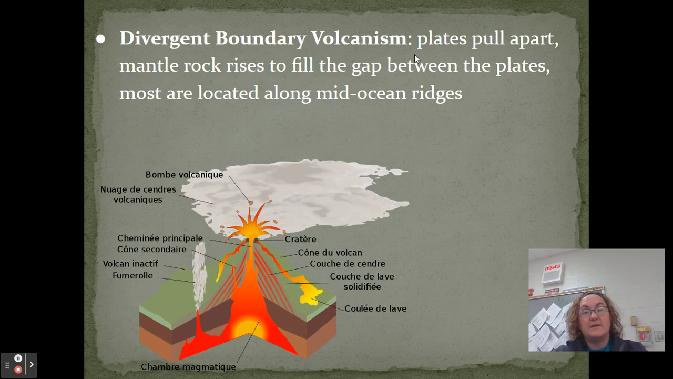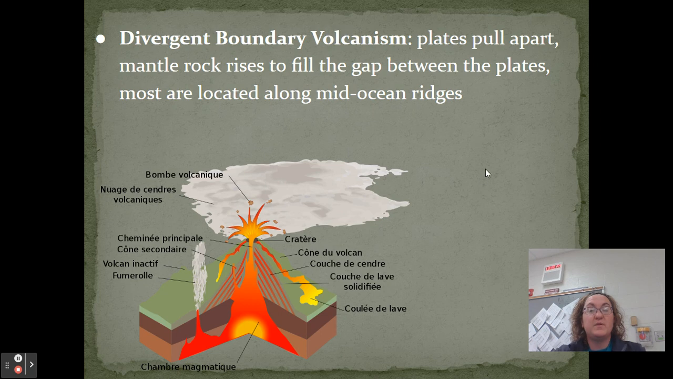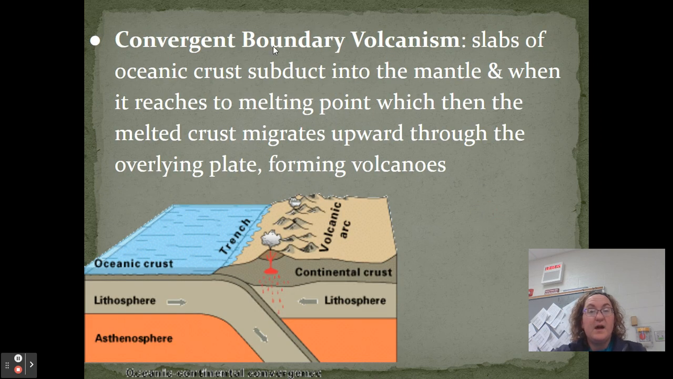So divergent boundary volcanism, this is when plates are being pulled apart and all the magma turns into lava and fills in the cracks where the crust is being split apart. Most of them are in the mid-ocean ridges. Convergent boundary volcanism is when the slabs of oceanic crust come right back down into the mantle, and this material becomes material for all the volcanic islands right on the edge between the oceanic crust and the continental crust.